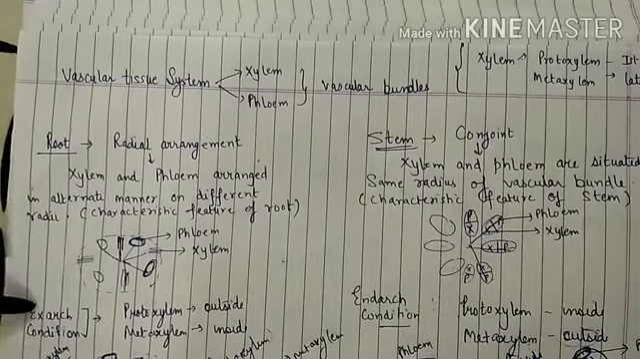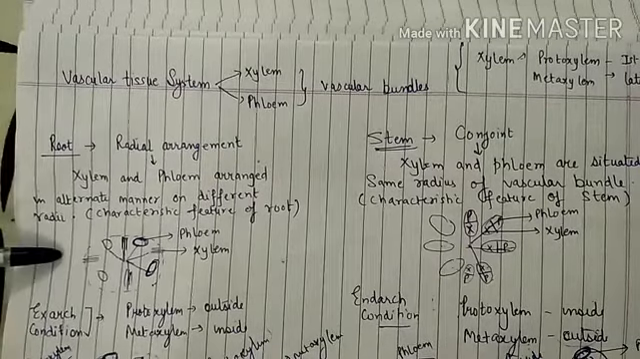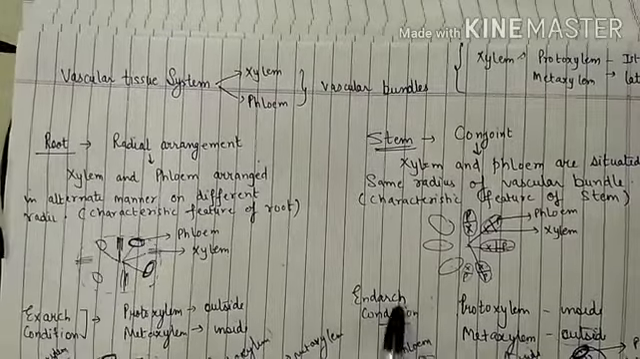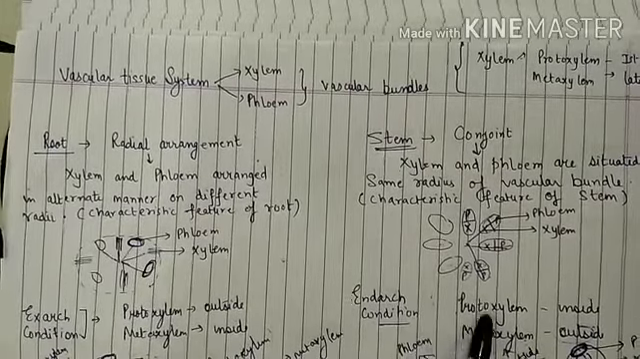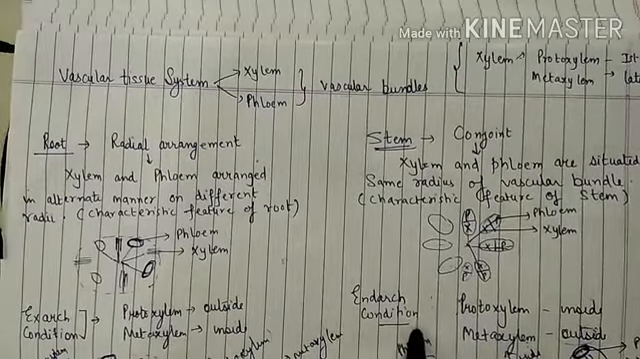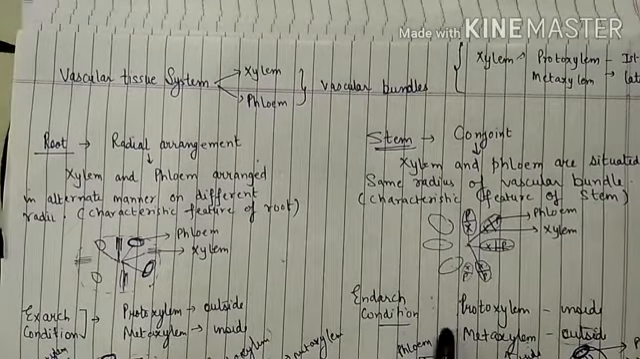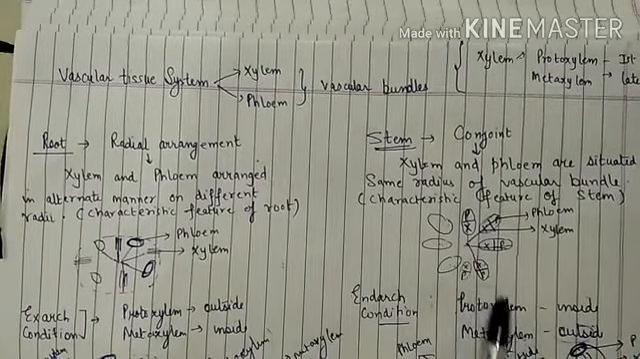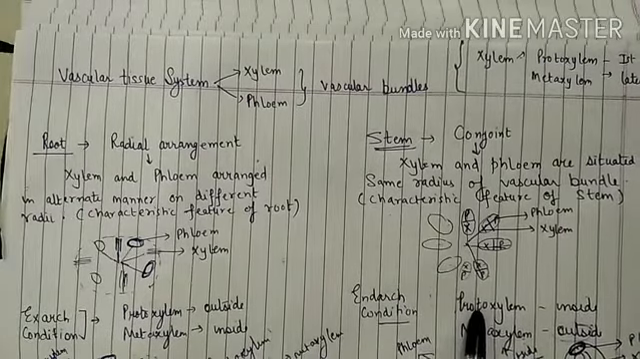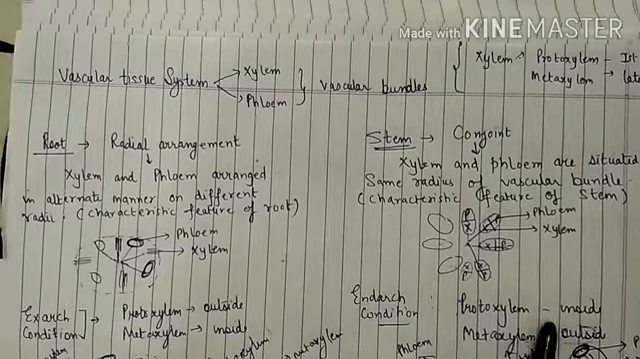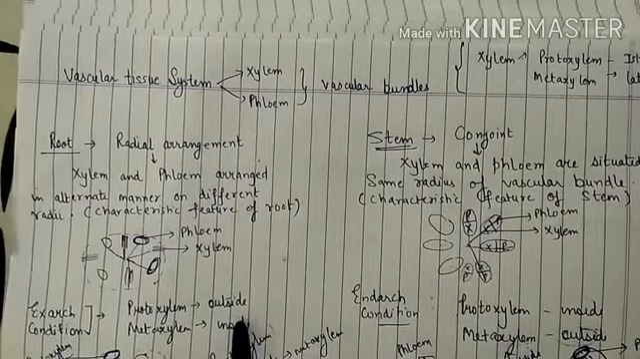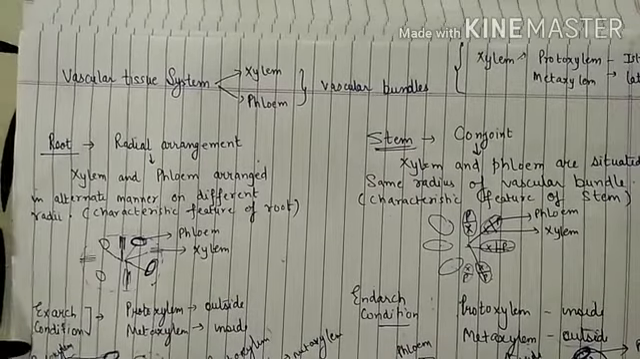So exarch means outside, means protoxylem is present outside, and endarch means inside, means protoxylem is present inside. So you have to consider the presence of the protoxylem. You have to focus on protoxylem. If protoxylem is present inside, then it is endarch condition. When protoxylem is present outside, then it is exarch condition.